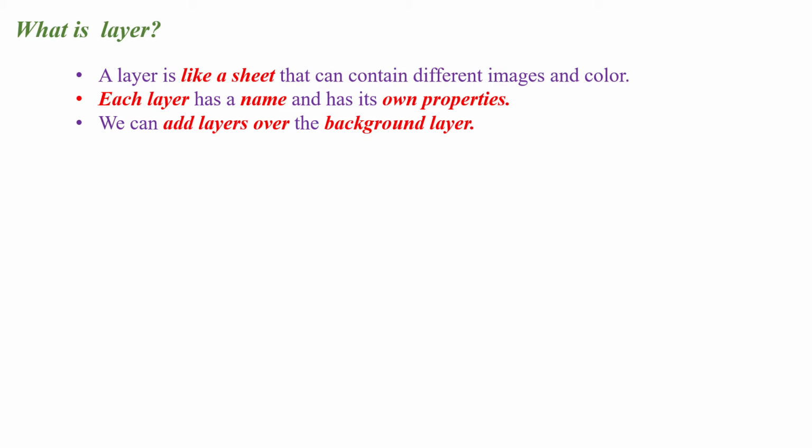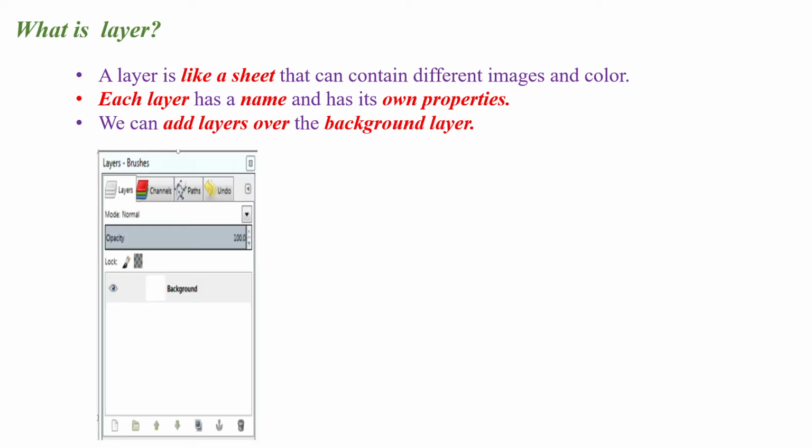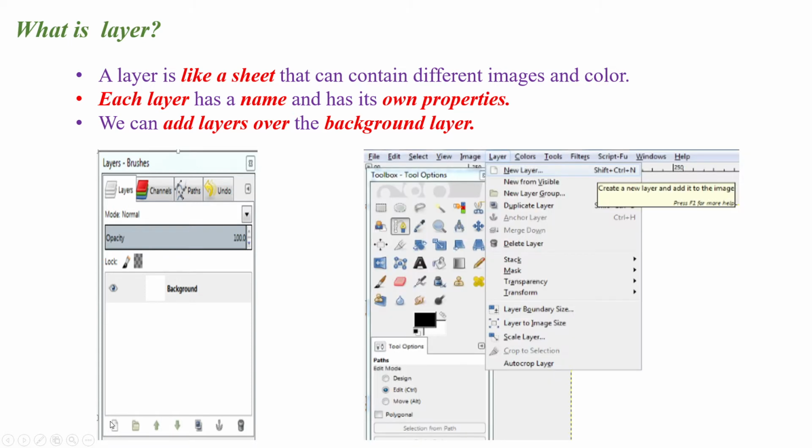We can add layers over the background layer. Look at the pictures to see where you have to add the layer. This is the layer pane. At the end you can see the layer icon, the paper with the fold. That symbol indicates the new layer icon. Otherwise, a new layer option is available in the layer menu. You just select it from there.